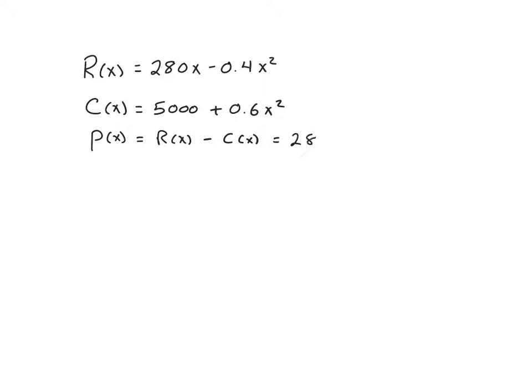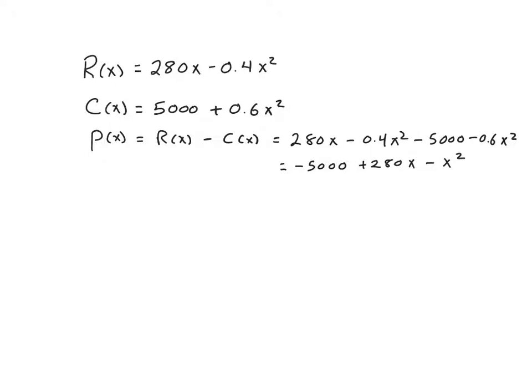So 280x minus 0.4x squared minus the cost function, 5,000 minus, because of that minus sign, 0.6x squared. So my profit function will be, let me put the constant term first, negative 5,000, and then the term with the x, so plus 280x, and then I'll combine the two terms with x squared. So minus 0.4 and minus 0.6 is minus 1x squared. So there's our profit function.